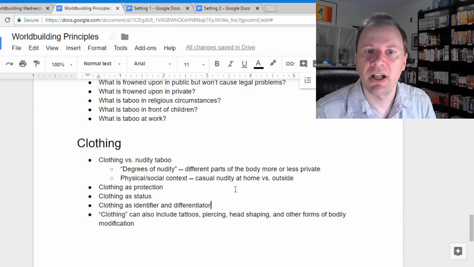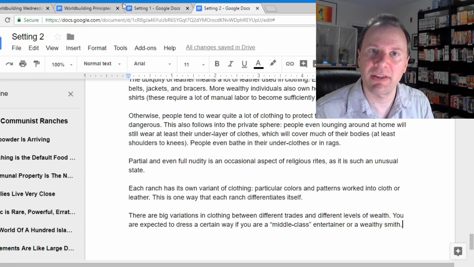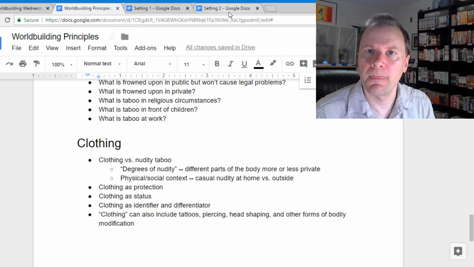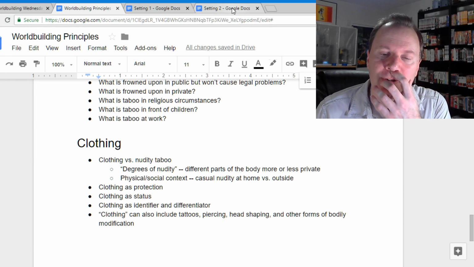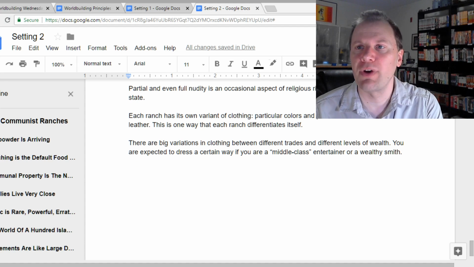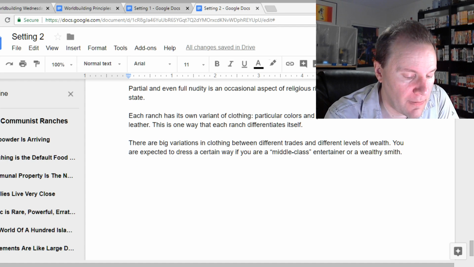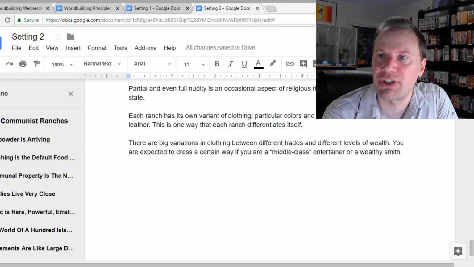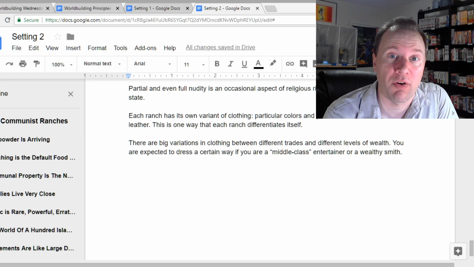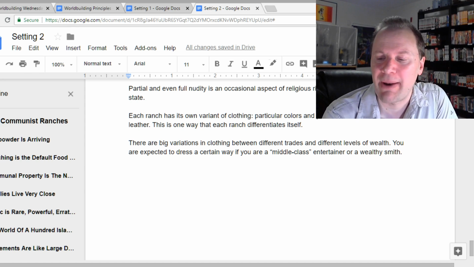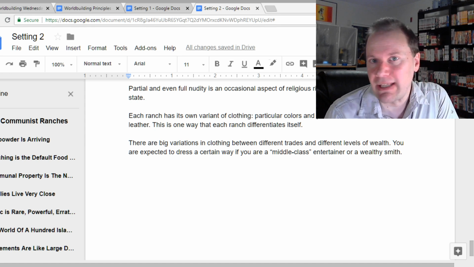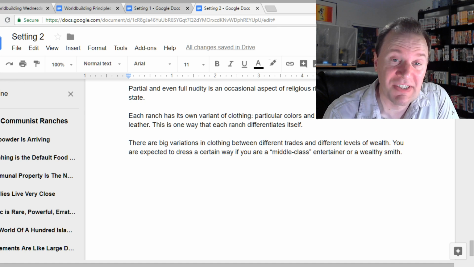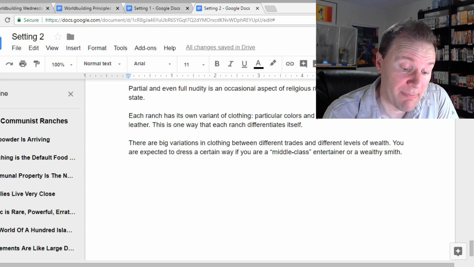Let's go back to our principles. Clothing is status. We already said status in terms of more and more leather. We have an idea of how much people take their clothes off. Do you want tattoos, piercing, head shaping, other forms of bodily modification? This might be an interesting thing for our dude ranch world. The problem with piercings on a ranch is that it's too easy for something to catch a piercing and rip part of your ear off, or nose, or other part of your anatomy. That doesn't necessarily mean it's not going to happen, but it's an interesting sort of safety hazard, if you will, which society may or may not care about.